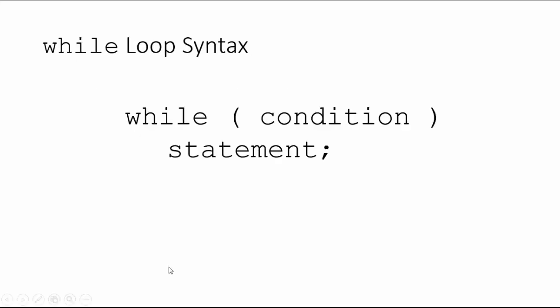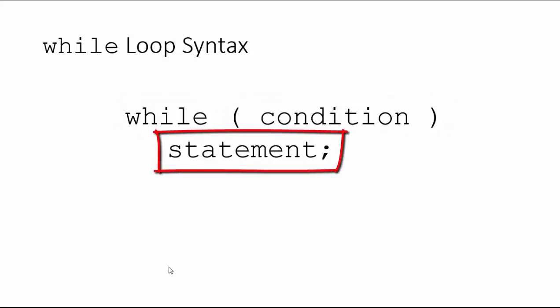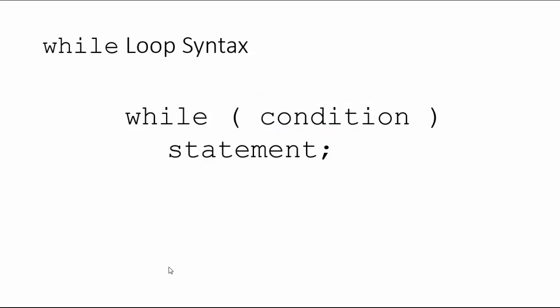The syntax for creating a while loop is the reserved word while followed by a condition which evaluates to true or false enclosed in parentheses. The statement will execute while the condition is true. As soon as the condition evaluates to false, the loop ends.